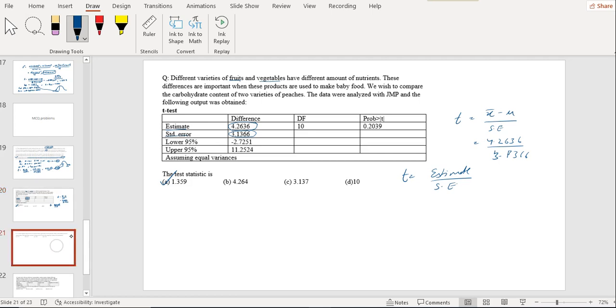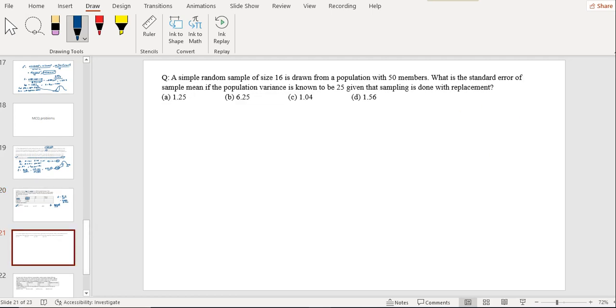Okay, now let us come to the next question. A simple random sample of size 16 is drawn from a population with 50 members. So n is given here as 16. The population size is 50 and the sample size is 16. What is the standard error of the sample mean if the population variance is known? So population variance is known, and we want to find the standard error.